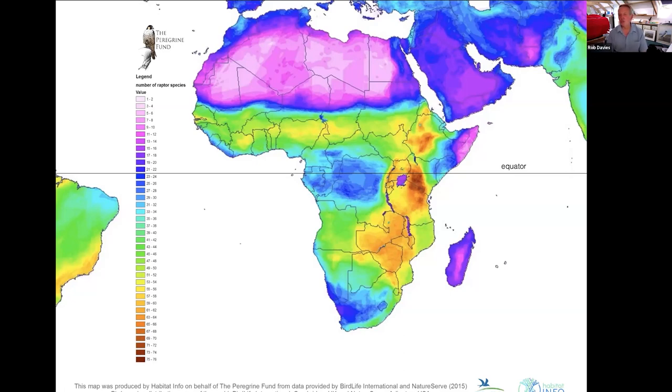If you overlay all the distribution maps like we did for the Peregrine Fund here, you get more than 70 species of raptor occurring at any one location. And you can see the grasslands of Kenya and Tanzania, Ethiopia, coming out in this color, over 70 species of raptors, really extraordinary and not matched anywhere else on the planet.